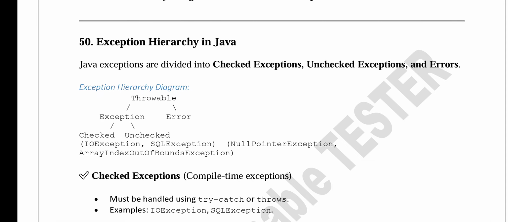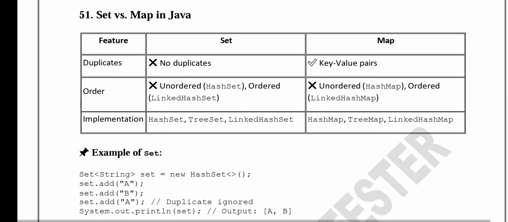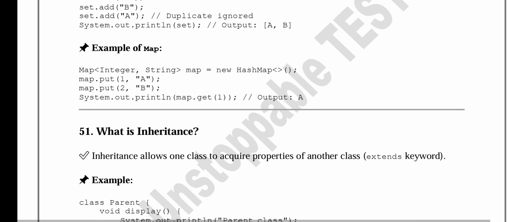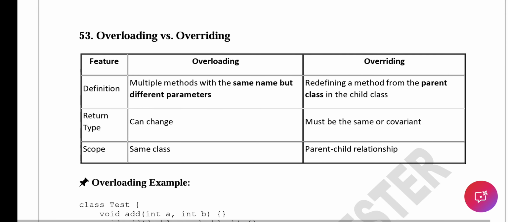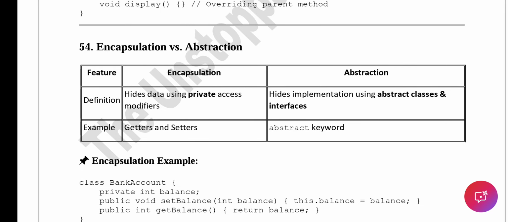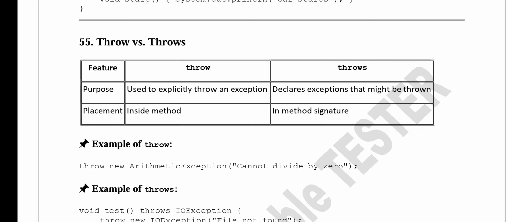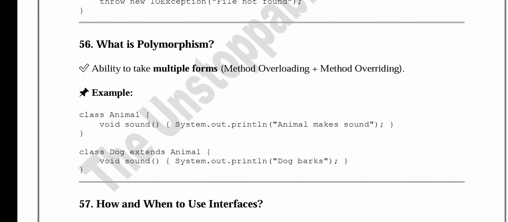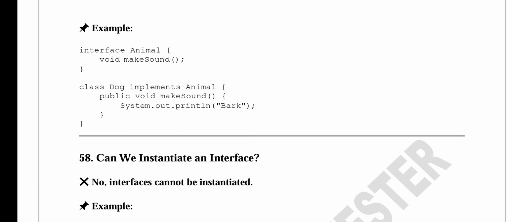And questions on the exception hierarchy in Java. Difference between the set and map. What is inheritance? Difference between overloading and overriding. Difference between encapsulation and abstraction. Throw versus throws. What is polymorphism? How and when to use the interfaces.